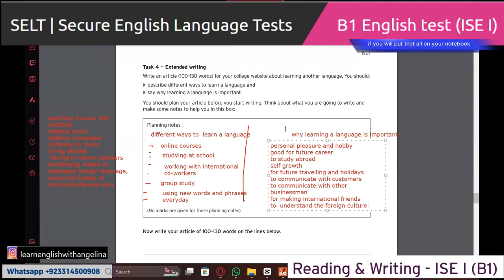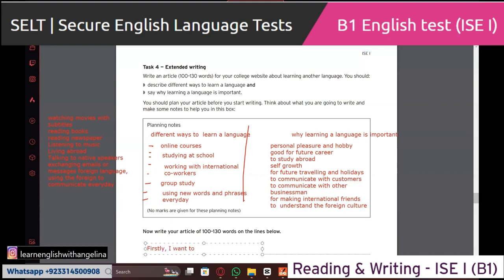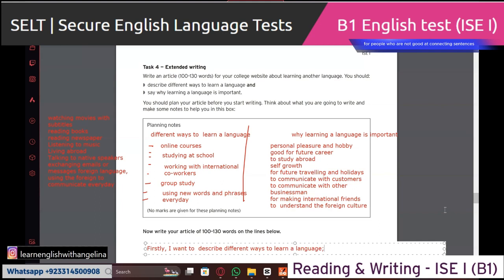If you put that all in your notebook, you will understand that it works. So how do we start it? You say firstly, I want to describe different ways to learn a language. When we say it, after that we put a semicolon. This semicolon is for people who are not good at connecting sentences and don't know grammar. It allows them to connect their first thought with the rest of it. That's why I use it here. You can also use it.